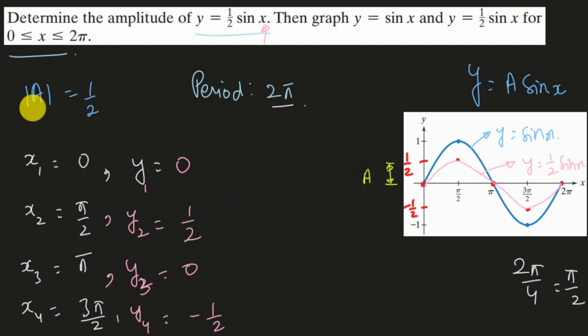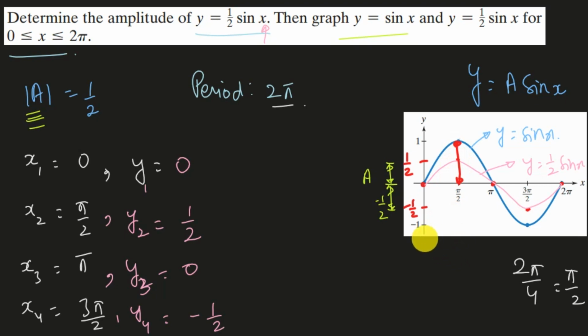And while defining, we always take a mod value, because the curve will go towards the negative half also, like this. But while telling the amplitude, we always take the magnitude, half. And if you ask what is the amplitude for y equals sine x, that would be 1. This is 1 here, right?